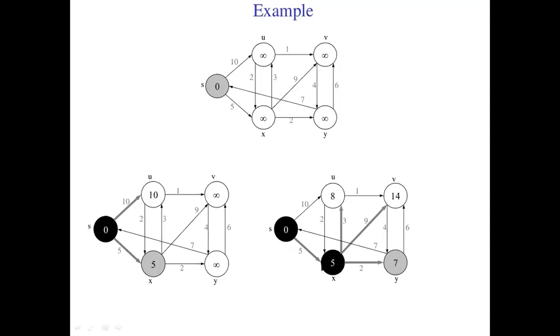Now the next vertex selected is X, so there is a path from X to U, and from source 0 to X, then 5 plus 3, that is the path from source to vertex U via vertex X, the total distance is 8. Then 5 plus 9 gives 14. Then 5 plus 2 gives 7. From these 3 we can select the one with minimum cost. The minimum cost is 7, so we select vertex Y.